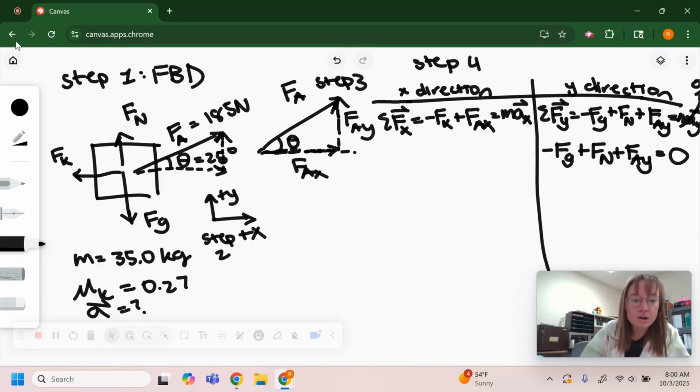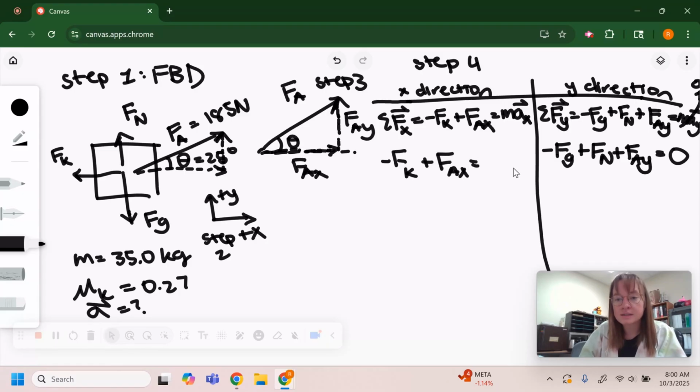So the normal force is now not going to equal Fg like it did in the last problems that we've done. Now the normal force is going to be less than Fg. Before you move on, please check and make sure that you understand why that's true, that the normal force is going to be less than Fg in this case. Okay, next, I have two equations going here. I have negative Fk plus Fax equals mass times acceleration in the x direction. And I have negative Fg plus Fn plus Fay equals 0.